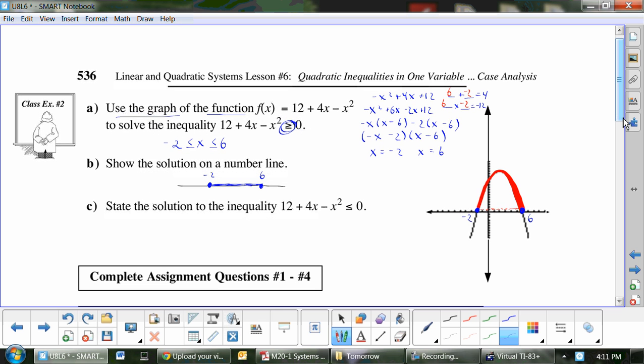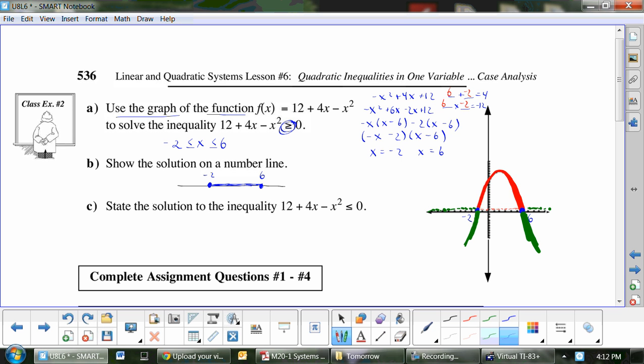Okay? And then for part C, they ask us to state the solution to the inequality. But this time they want it so that it's less than 0. So we say, well, that's going to be this part of the graph here and here. And we know that we find this with all of these x's here. So all of these x's here correspond to these negative y's.